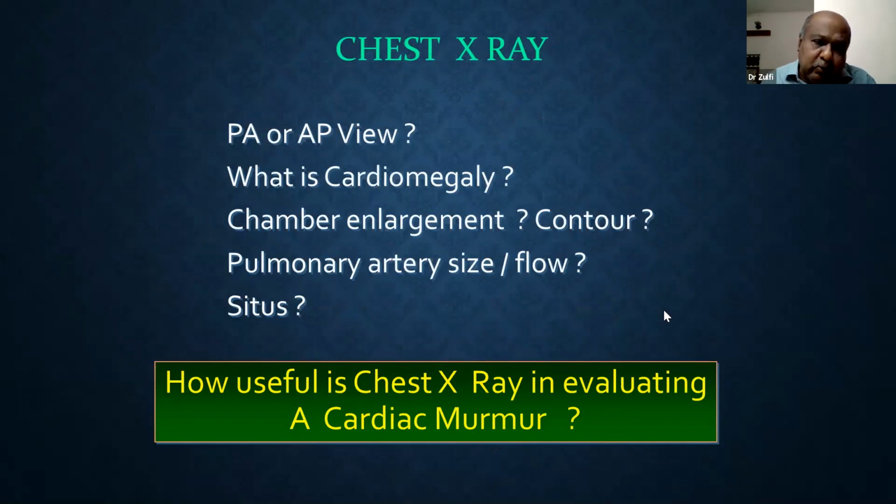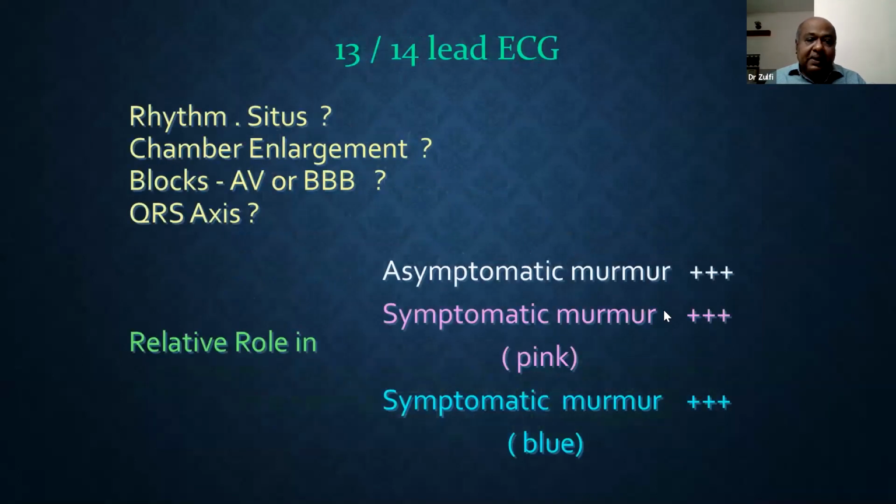The question is, you look at the heart size, the enlargement, but the question always is how useful is chest X-ray in evaluating a cardiac murmur, especially an asymptomatic murmur. Very low yield is there for a chest X-ray. ECG also is very important. It can have a relatively important role in an asymptomatic murmur, but it is more important in a symptomatic murmur, especially when the child is relatively blue, in making a diagnosis.